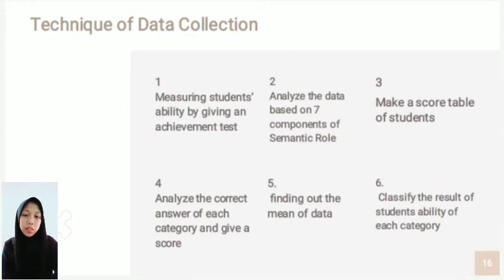components of semantic role. Number 3, make a score table of students. And 4, analyze the correct answer of each category and give a score. And number 5, finding out the mean of data. And the last, classify the result of student ability of each category.